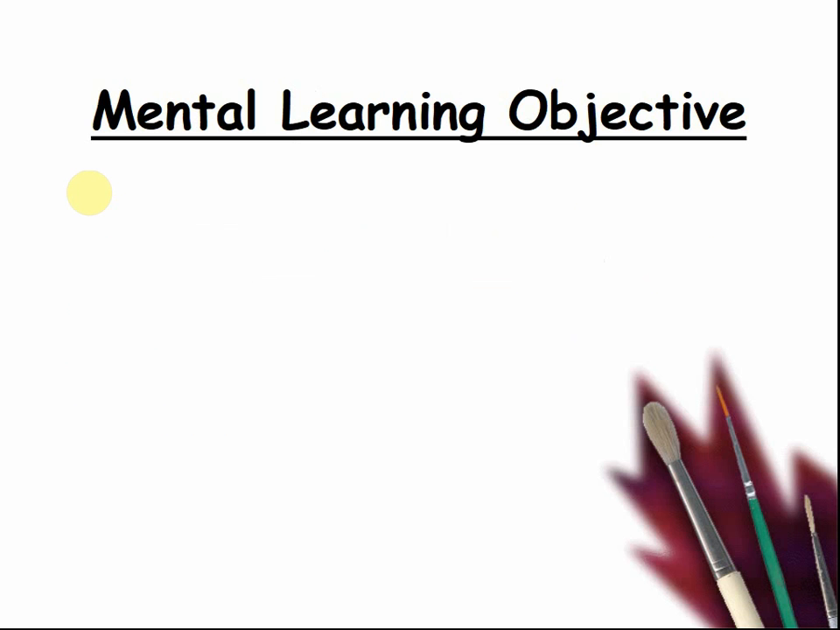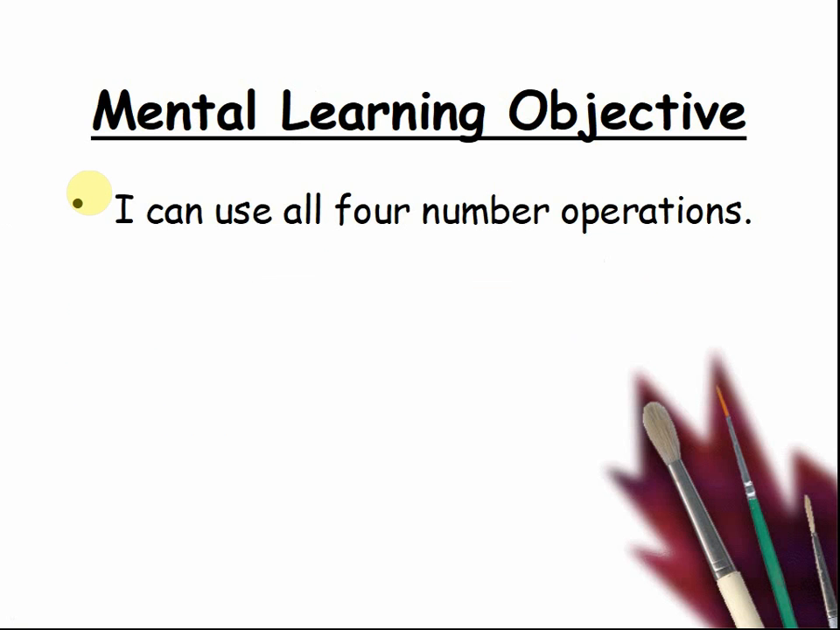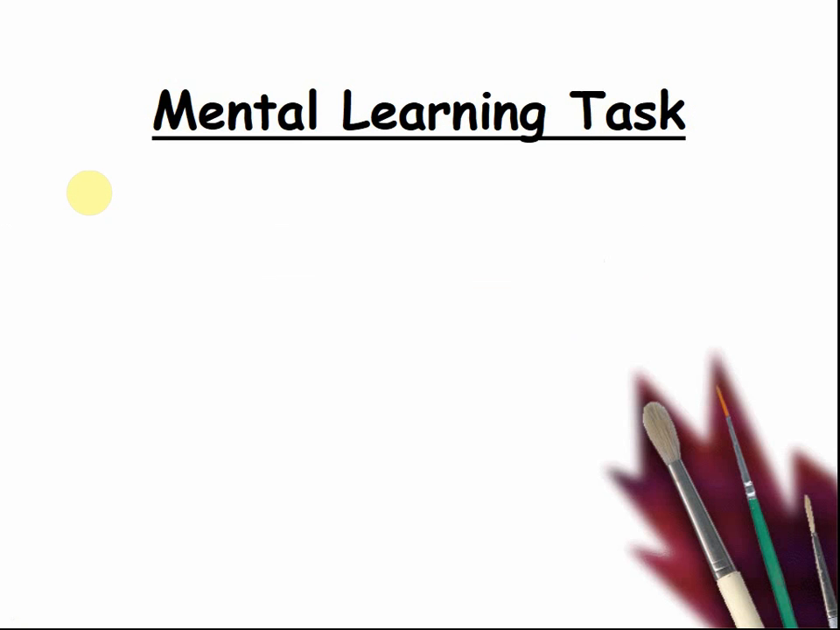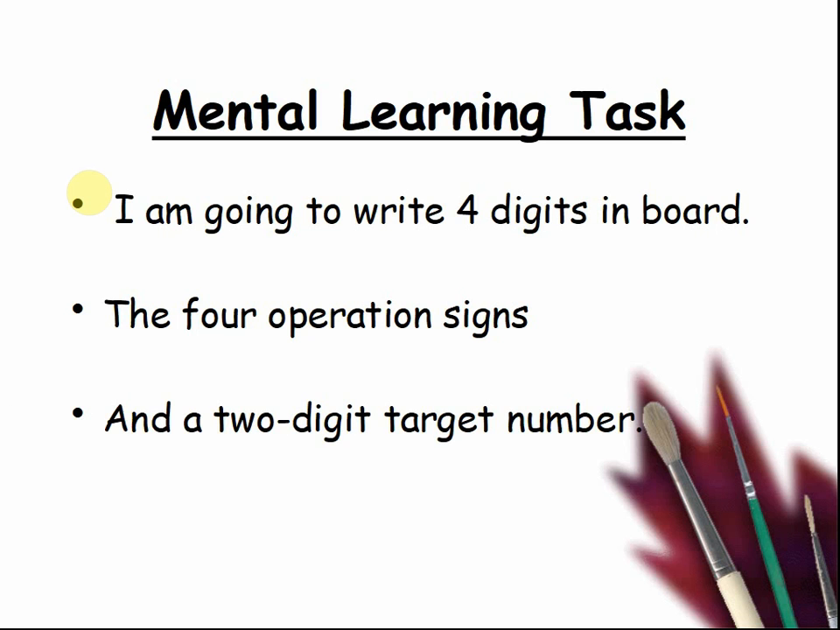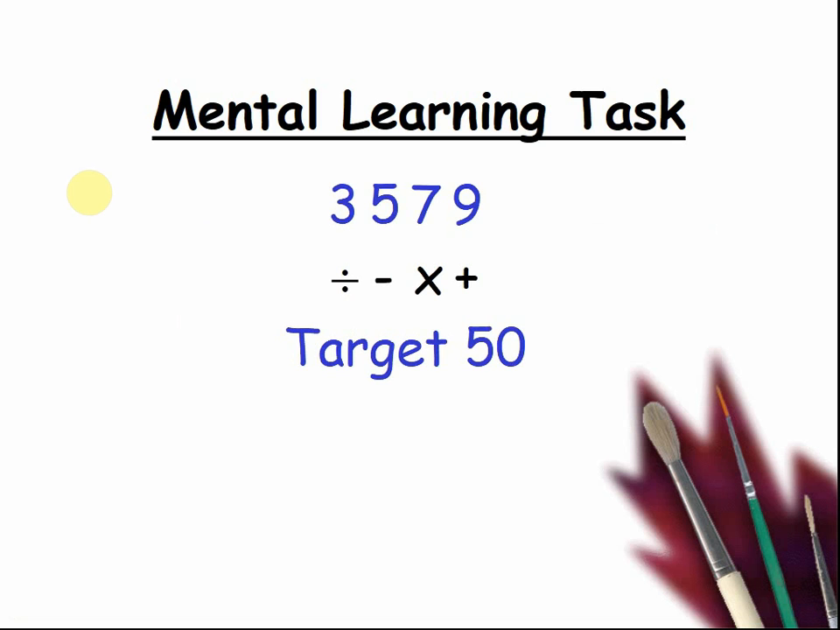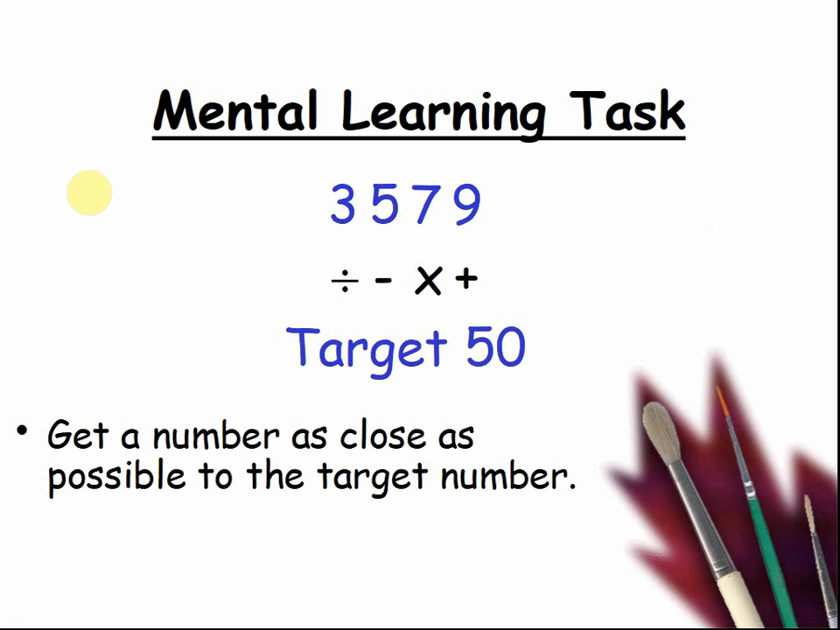Mental learning objective. I can use all 4 number operations. Mental learning task. I'm going to write 4 digits on the board, the 4 operation signs and a 2-digit target number. Get a number as close as possible to the target number. Pause the video while you play the game.